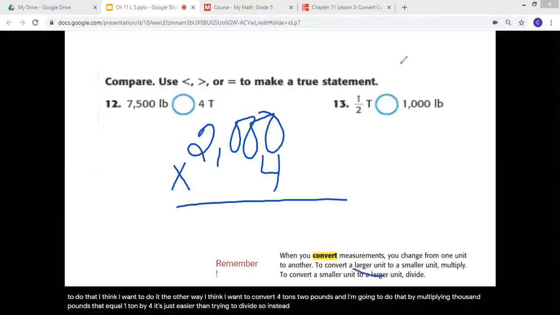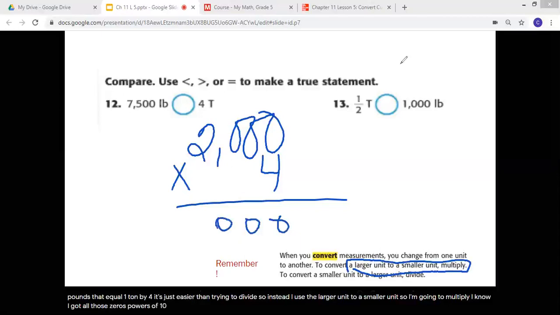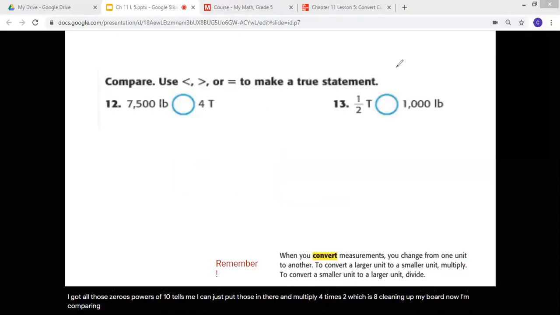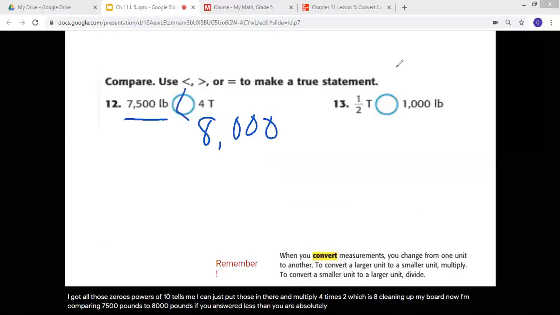So instead, I use the larger unit to a smaller unit. So I'm going to multiply. I know I got all those zeros. Powers of 10 tells me I can just put those in there and multiply 4 times 2, which is 8. Cleaning up my board. Now I'm comparing 7,500 pounds to 8,000 pounds. If you answered less than, you are absolutely correct. 7,500 pounds is less than 8,000 pounds, LBS. Nice work, friends.